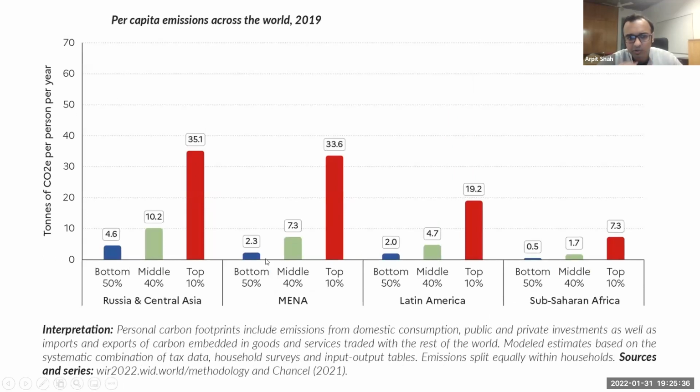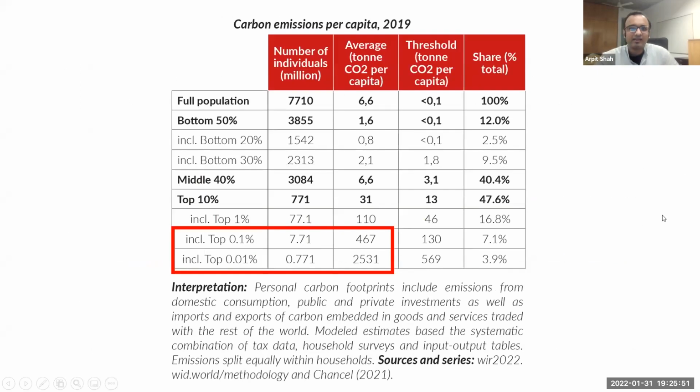This is the same graph continued, showing the other 4 regions in the world. Russia and the Middle East are very high emitters. Sub-Saharan Africa, as you would expect, is the lowest. If you look at 2019 per capita emission, this table shows the same figures as the graph, but it also splits them up.